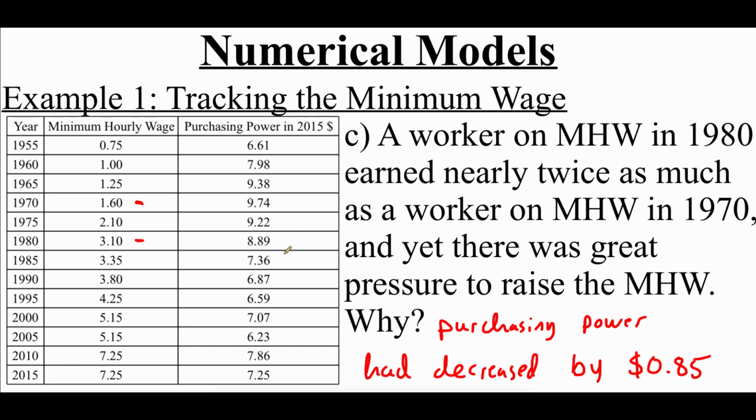And if we look a little bit further down the table, well, $7.25 in 2015 was worth $7.25. So we've lost almost $2.50 worth of purchasing power as we look at 1970 compared to 2015. So when you hear people say money isn't worth what it used to be, it really isn't.